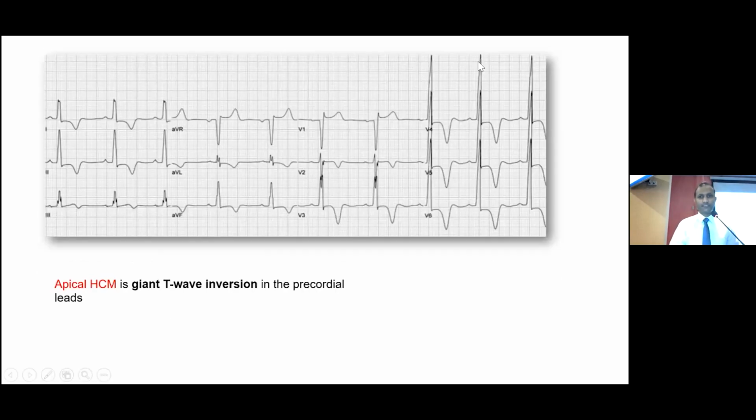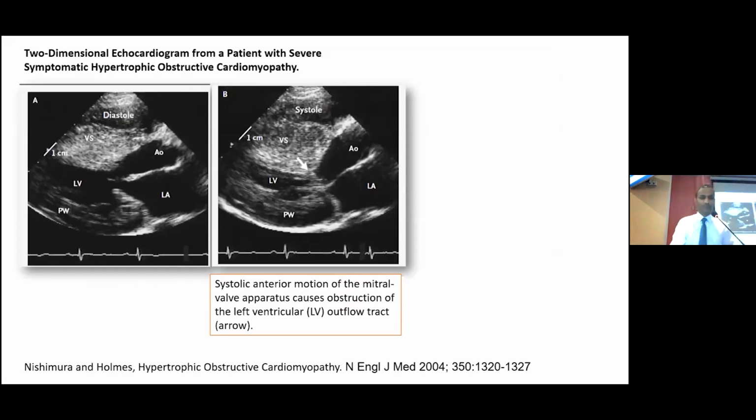So in this ECG, you can see giant T waves, T inversions in the precordial leads. And this is typical hypertrophic cardiomyopathy. If you get an echo, you can see the interventricular septum is grossly enlarged. And in systole, there is anterior motion of the mitral valve causing LV outflow tract obstruction. It's called the SAM.